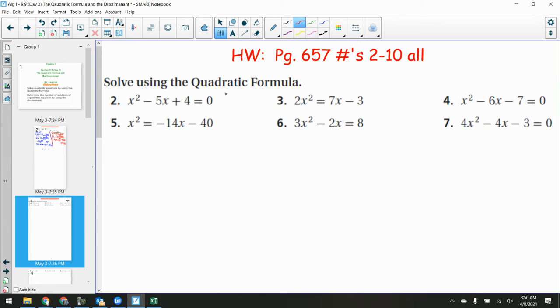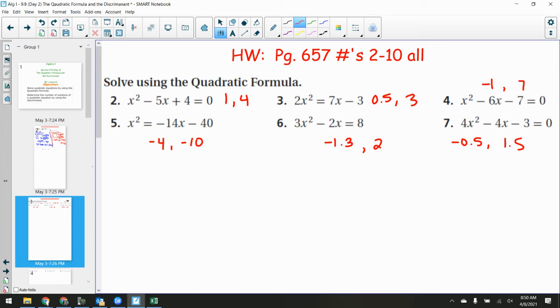The answers for 2 are 1 and 4. 3 is 0.5 and 3. Number 4 is -1 and +7. These are not coordinates. These are just two different numbers there. And number 5 is -4 and -10. Number 6 is -1.3 and 2. And number 7, -0.5 and then 1.5.